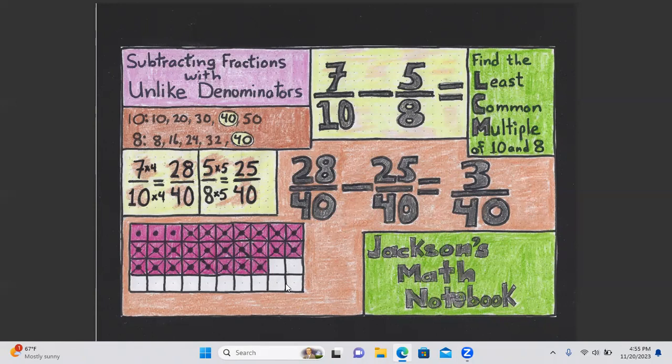So this whole diagram represents 28/40. There are 40 squares. We have 28 of them shaded, but now we're going to subtract 25 of them. And when we do that, we have just 3 left, 3 out of 40.